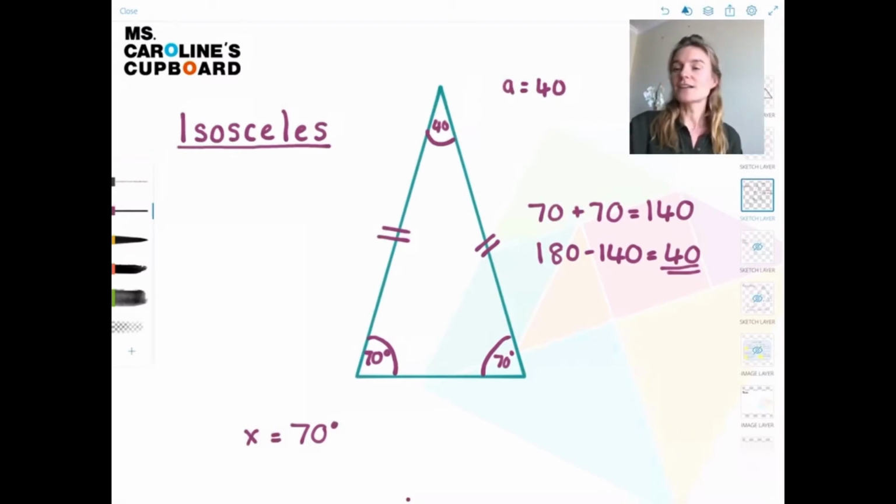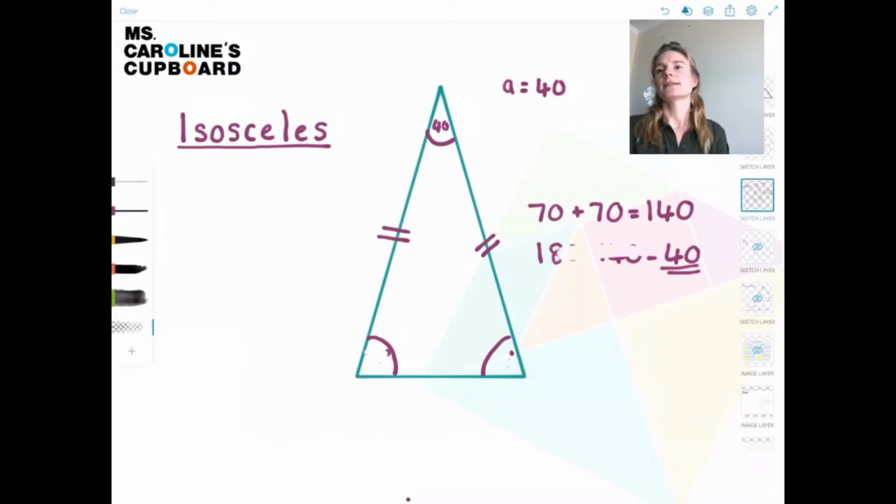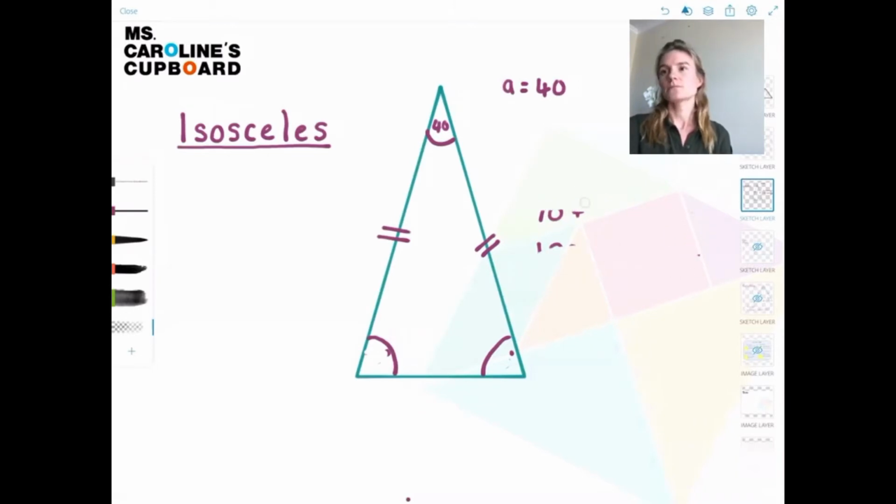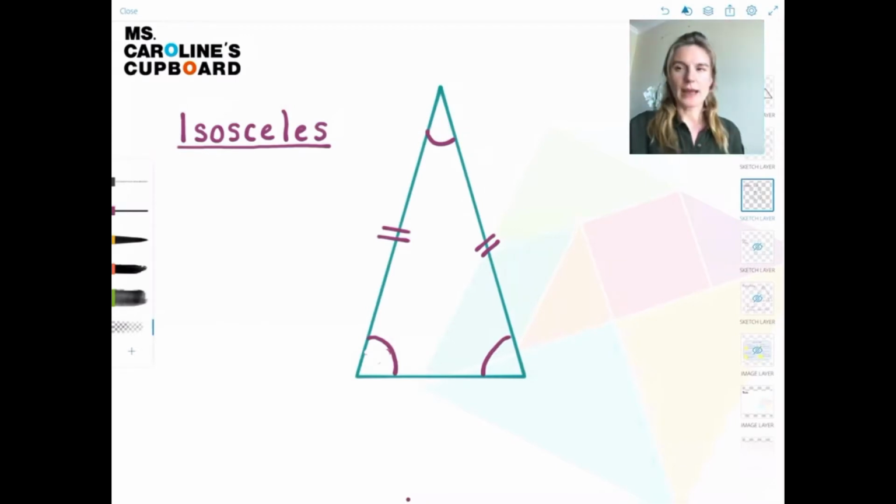With me so far, girls? 70 plus 70 plus 40 is 180 degrees. Okay, let's try another one. Get rid of these numbers. You can try this on a piece of paper if you need to, okay? I'm going to change it up a little bit this time for you, okay? So, what I'll do this time is we'll say this top angle here is 20 degrees.